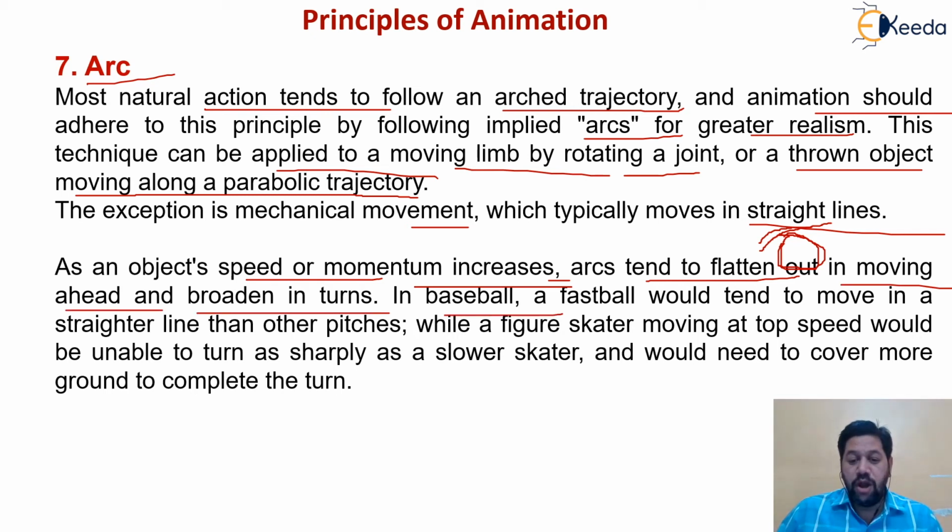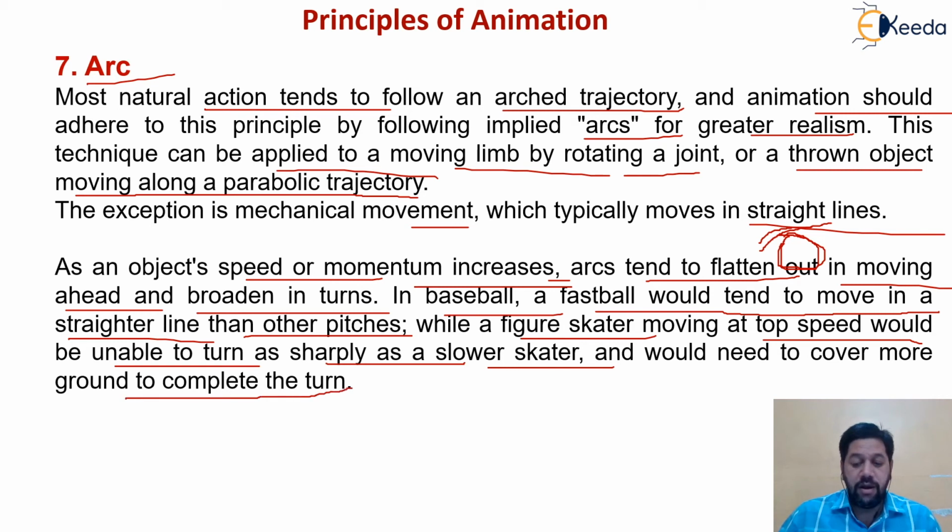In baseball, a fast ball tends to move in a straighter line than other pitches. While a figure skater moving at top speed would be unable to turn as sharply as a slower skater, and would need to cover more ground to complete the turn.